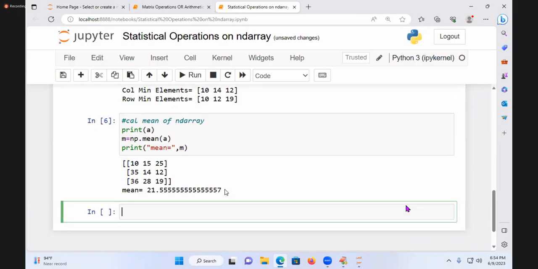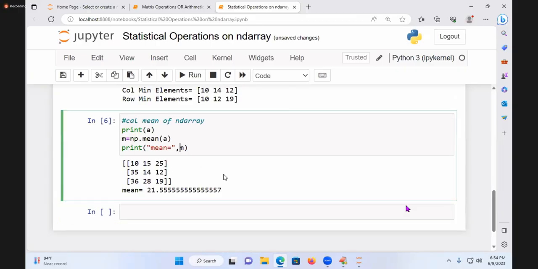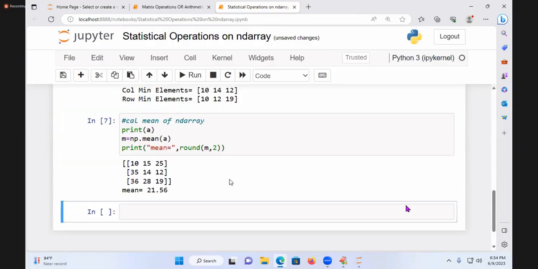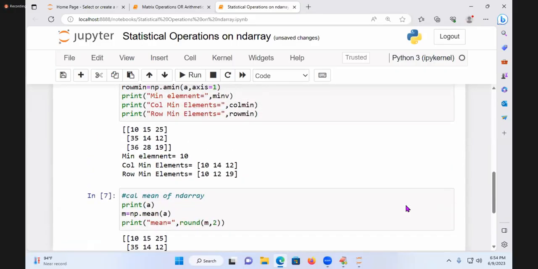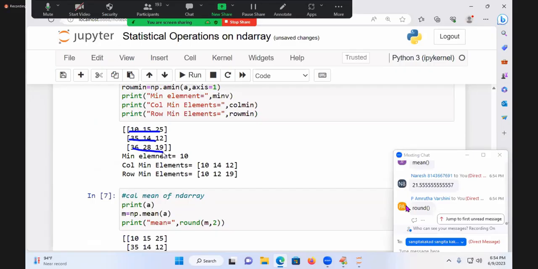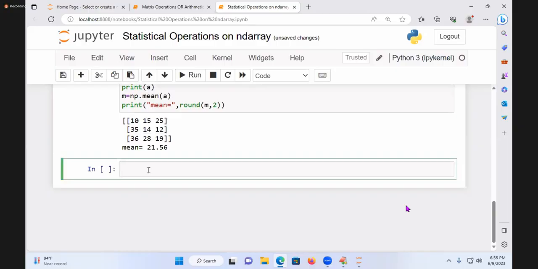Are you getting? And if you want to do any rounding of it, you can say round off M comma 2 also. M comma 2 you can say. So you'll be getting 21.56. And for this, calculation is also a little difficult for you students. That's why I'll take a small matrix here. A is equal to np.array of, I'm taking some small matrix.